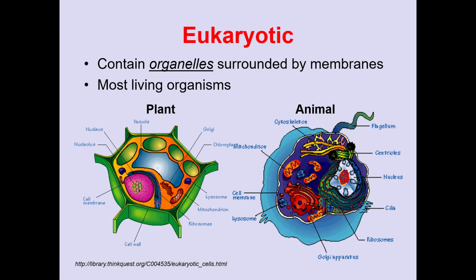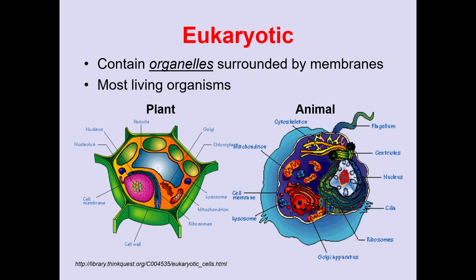So for eukaryotic cells, we can see that they contain organelles that are surrounded by membrane. It means they have membrane-bound organelles, and most living organisms are eukaryotes. If you look at plants and also animals, they are all carrying the eukaryotic name. So they are eukaryotes.